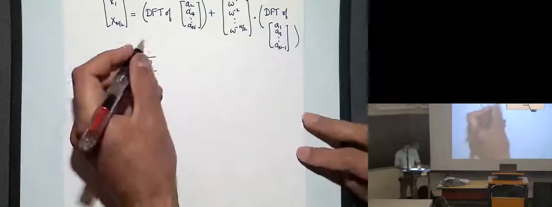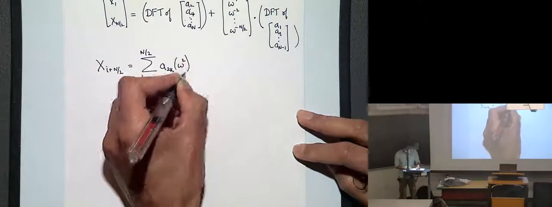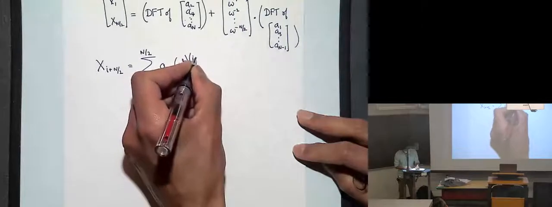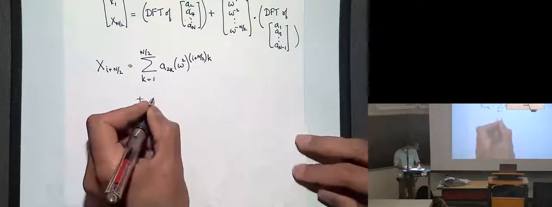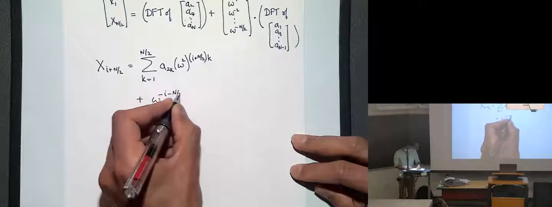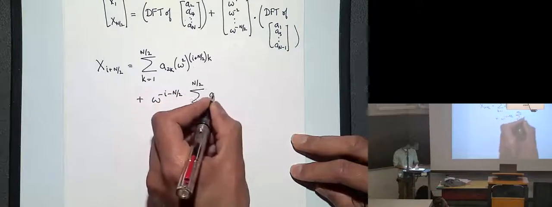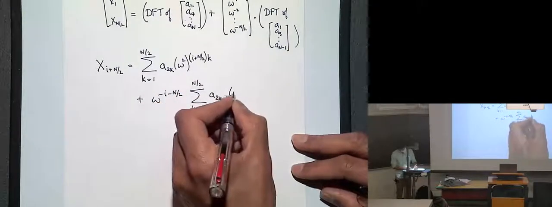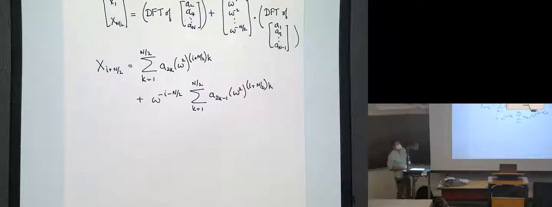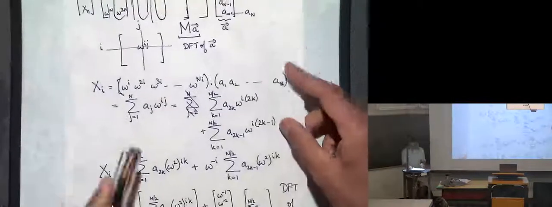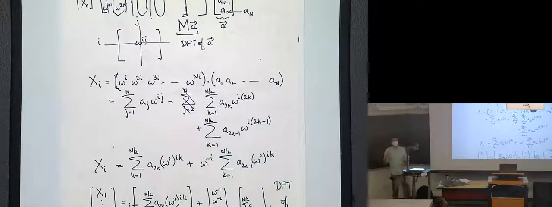Again, k goes from 1 to n/2. A of 2k, omega squared to the (i + n/2) times k, plus omega to the minus (i minus n/2). So I'm just writing out that old expression from scratch here. All I did was take the expression we had from the original and plug in that I'm looking at i + n/2.